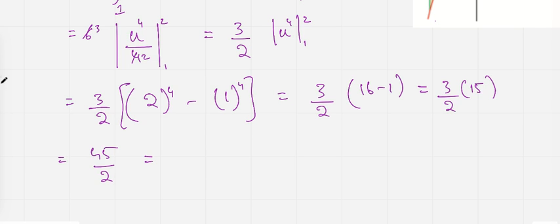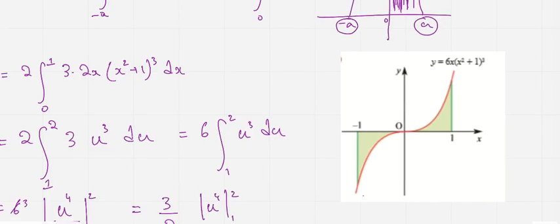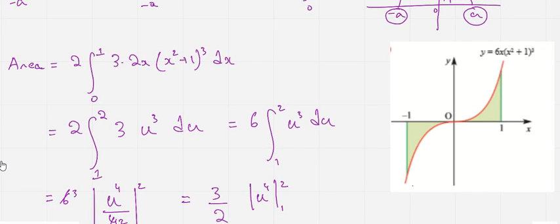And it's going to be 22.5 square units. So this is the area bounded by the curve and the lines x equals minus 1 and x equals 1. So that's how we do it. I hope it's clear.